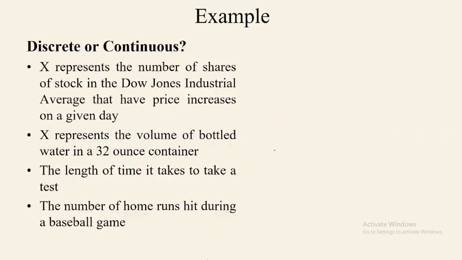Now your part. So the first case. You have to identify whether the random variable is discrete or continuous. X is a random variable that represents the number of shares of stock in the Dow Jones Industrial Average that have price increases on a given day. Now read this statement and tell me whether it is discrete or continuous. Unmute your mic and tell it.